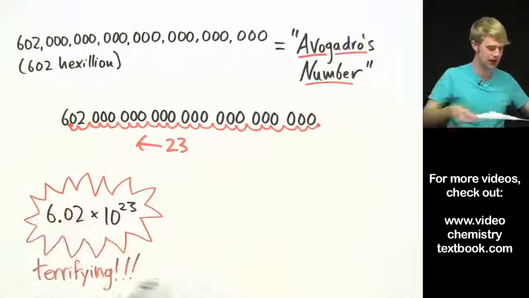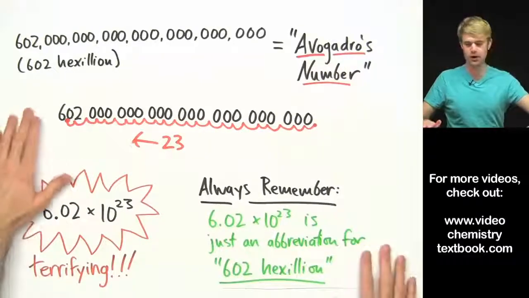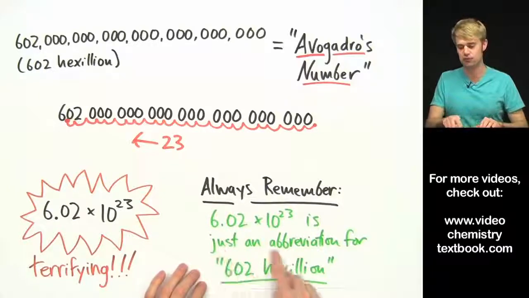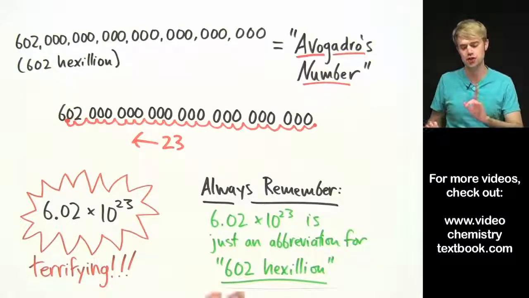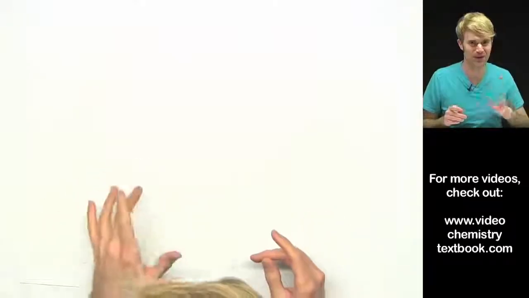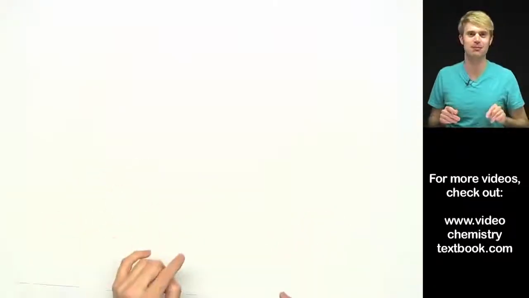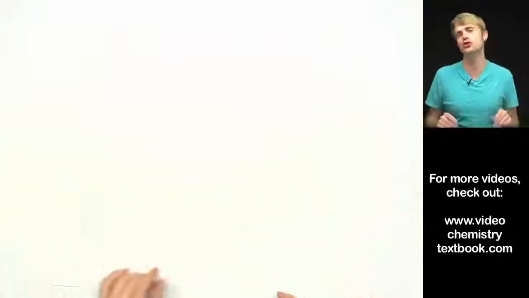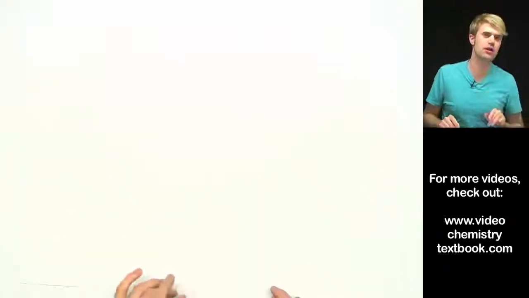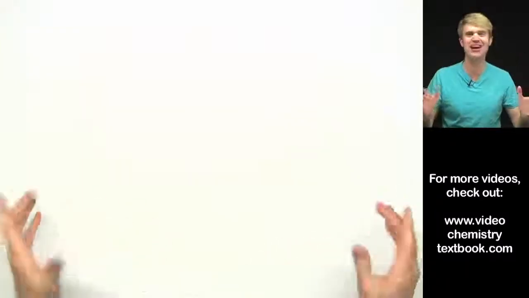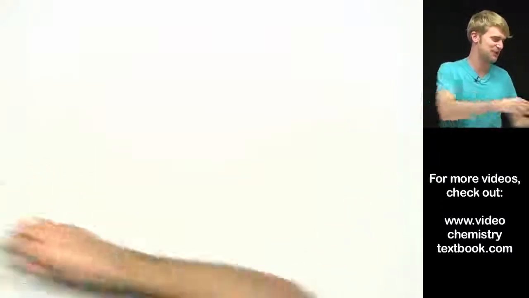And every time you see 6.02 times 10 to the 23rd, just remember that it is an abbreviation for 602 hexillion. Okay, so now we've learned what a mole is, how many things are in a mole, and how we can abbreviate this gigantic number, 602 hexillion. The last thing I want to do is give you a sense of how gigantic this number really is. Okay?